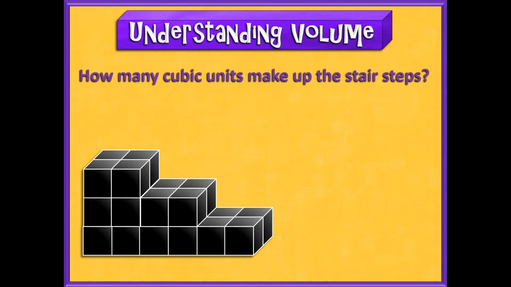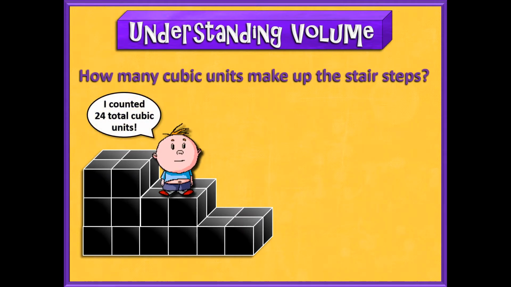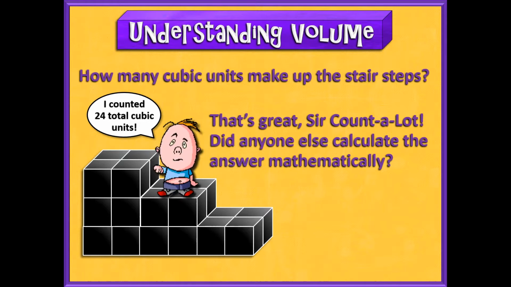But how about this one, Sparky? This looks like a difficult one. How many cubic units make up this stair stepper? We would call this an irregular shape because it's not an identifiable shape. I count 24 cubic units. Does anybody have any ideas on how he got that? Remember, this is an irregular shape, so we can't take the length times the width times the height. Maybe we could look for groups. That's correct, Sir Count-a-Lot. Did anyone else calculate the answer mathematically?